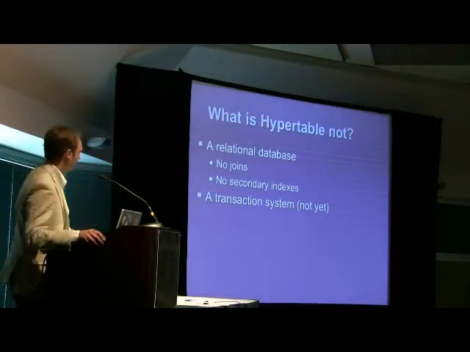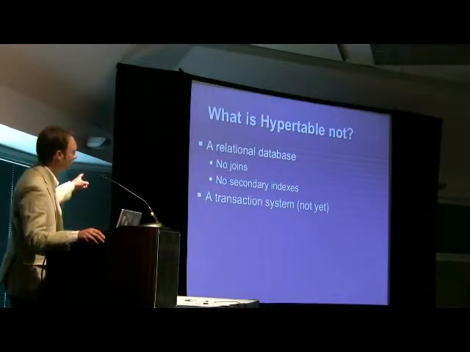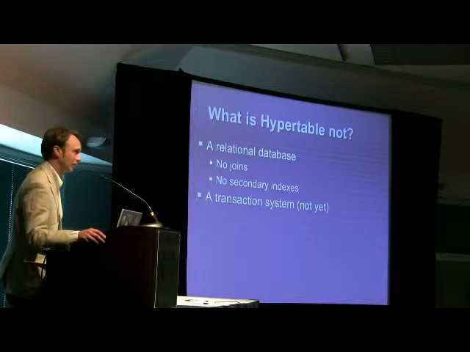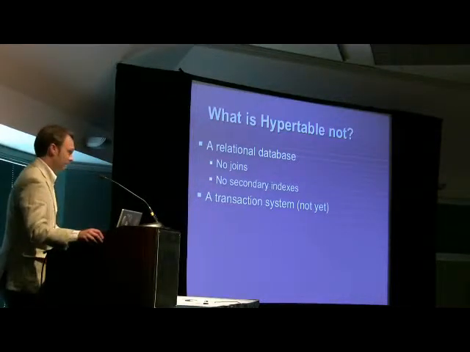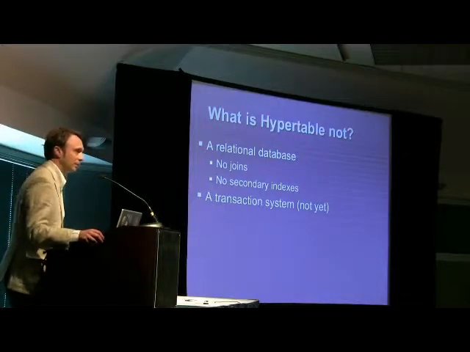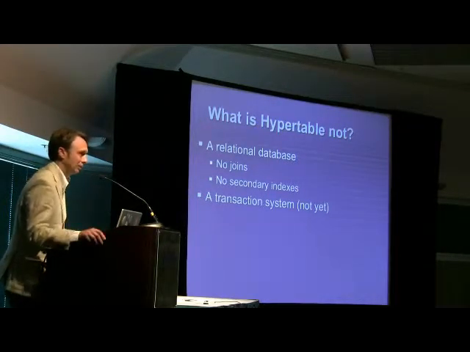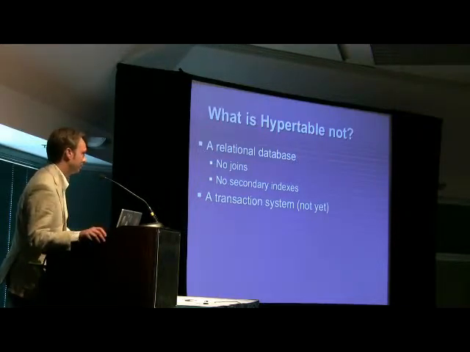So what is Hypertable not? It is not a relational database. In particular, we don't support joins or secondary indexes. And the reason we dropped these features is because the emphasis has been primarily on scale. And joining two tables that more or less fit on a single machine is a relatively straightforward operation.